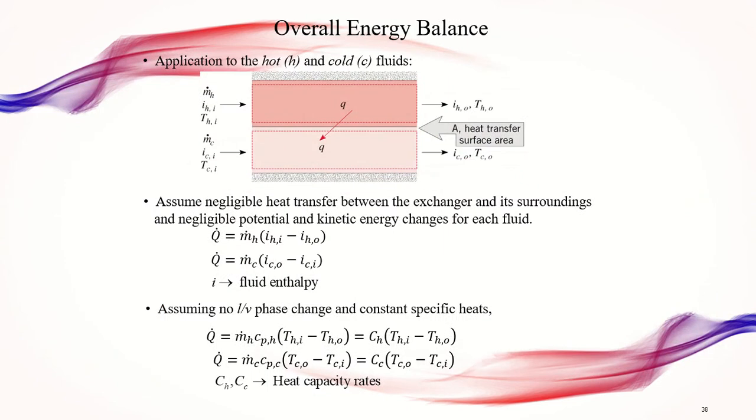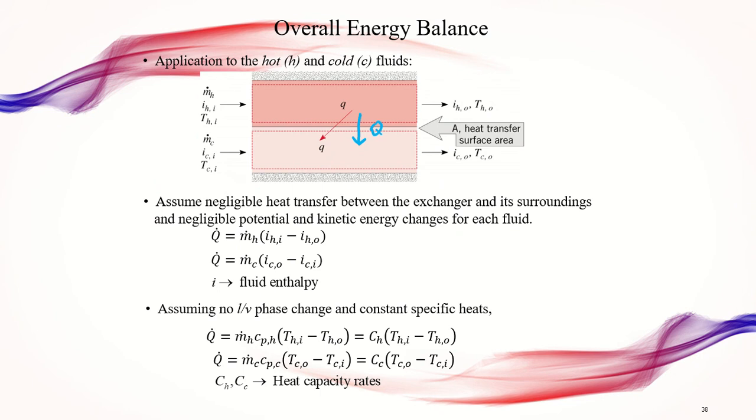And for the overall energy balance, for example, this is Q. So Q is moving from the hot side to the cold side, assuming negligible heat transfer between the exchanger and its surroundings. So we are going to assume there is no movement of energy to the surroundings from the heat exchanger, and that it is completely insulated, and also negligible potential and kinetic energy changes for each fluid.